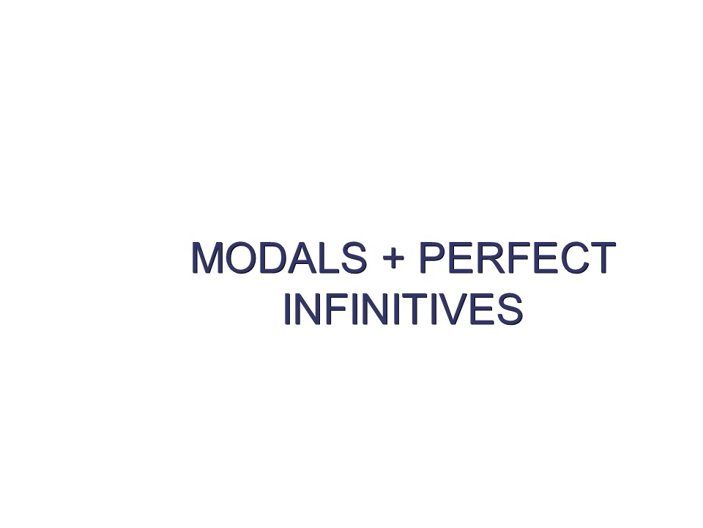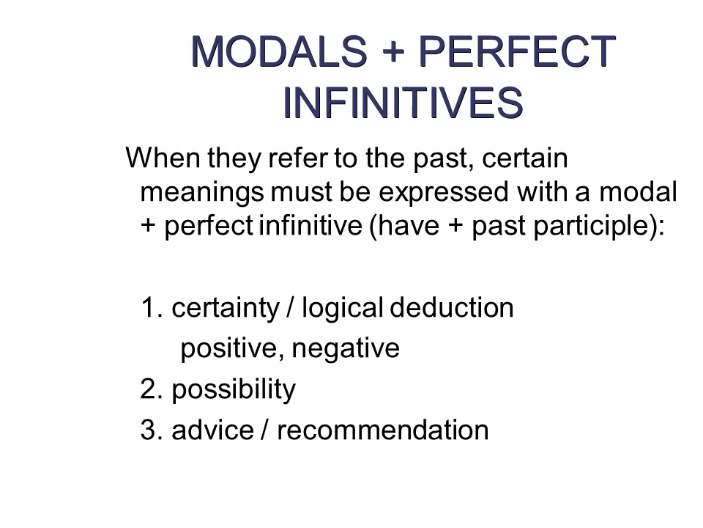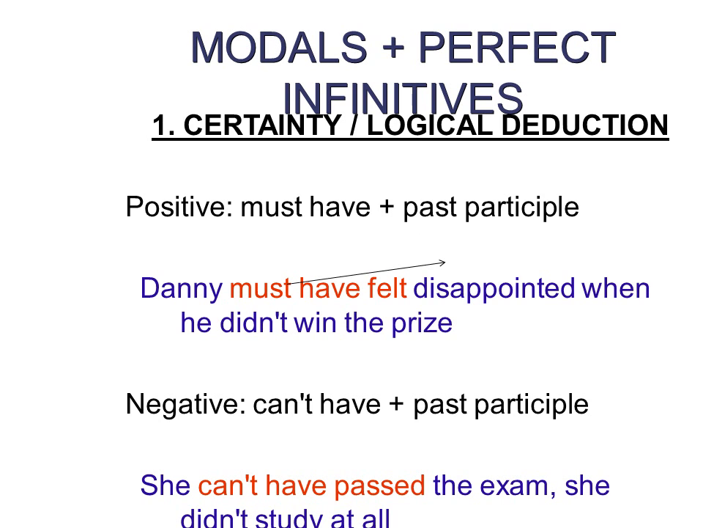We can use them with perfect infinitives. When they refer to the past, certain meanings must be expressed with a modal and a perfect infinitive, so it's have plus a past participle. And again, we're talking about certainty, a logical deduction, positive and negative, possibility, and advice or recommendations. So, positive: Danny must have felt disappointed when he didn't win the prize. Negative: can't have and past participle. She can't have passed the exam. She didn't study at all.